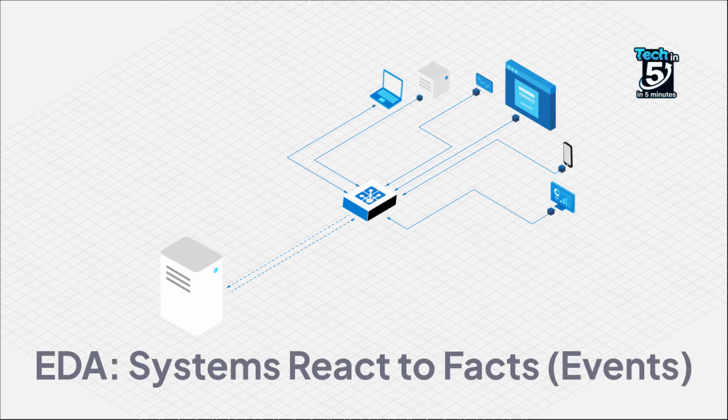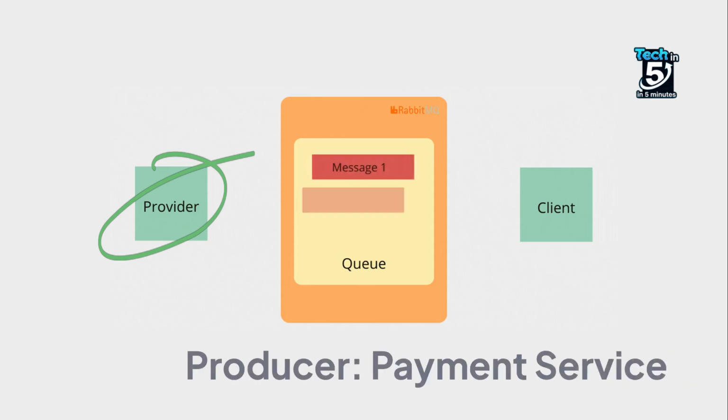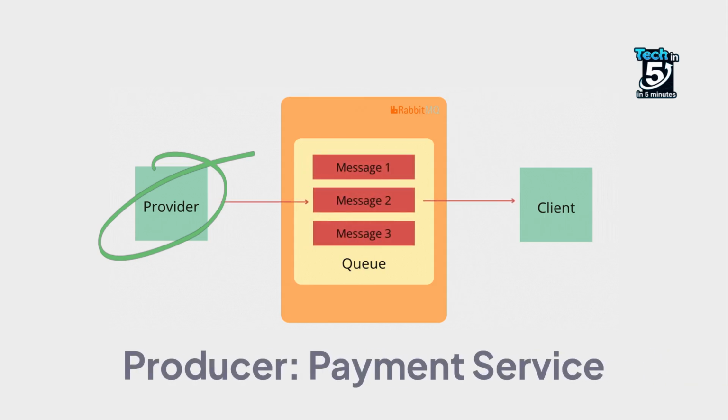Event-driven architecture flips this by making components react to facts, called events. An event is simply a record of a change in state, like payment successful. EDA relies on three parts. First, the producer. This service detects a state change and publishes the event. In our order flow, the payment service is the initial producer.